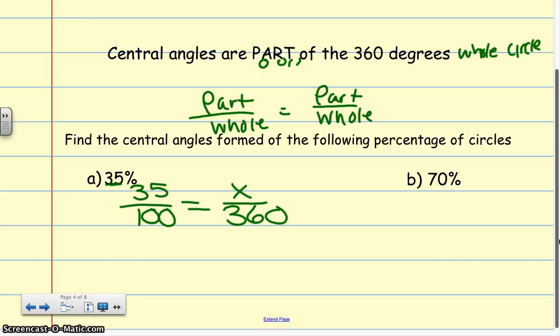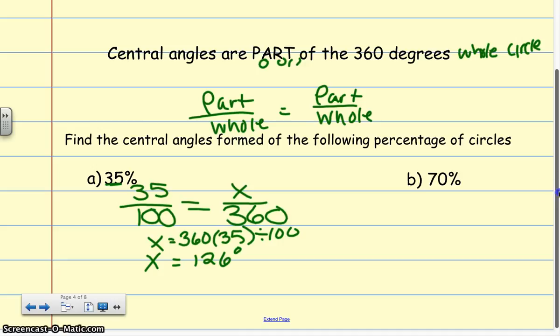Now in my calculator, I'm just typing in that x is equal to 360 times 35 divided by 100. And that gives us 126 degrees. So our central angle is 126 degrees.